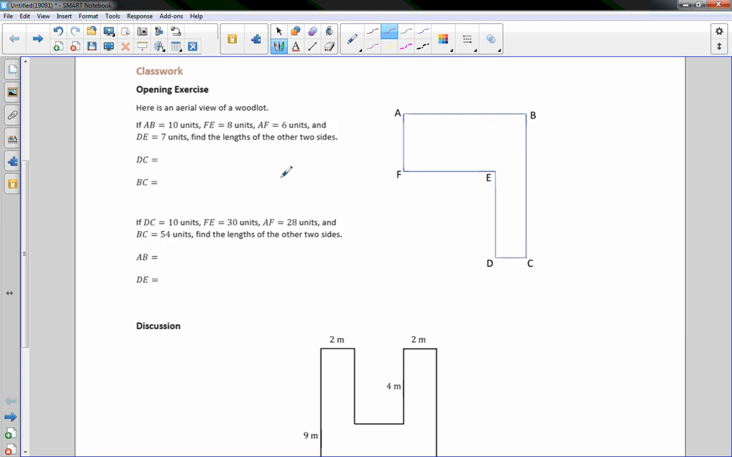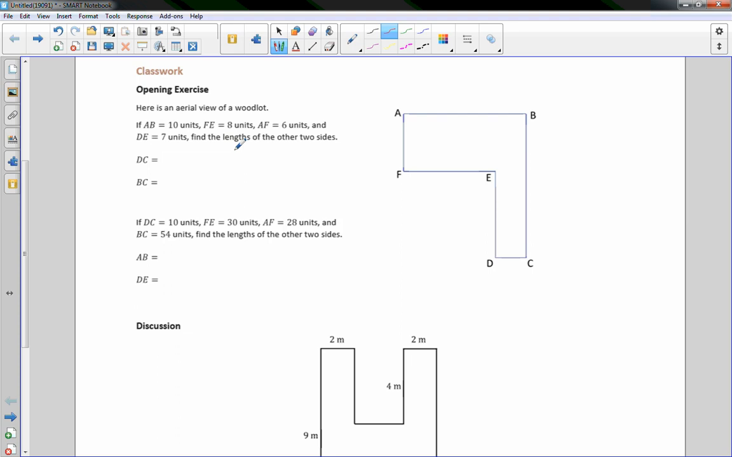Okay, so the classwork opening exercise says, here is an aerial view of a woodlot. Those who don't know what a woodlot is, that would be a wooded area where there are trees growing. So in other words, some woods.